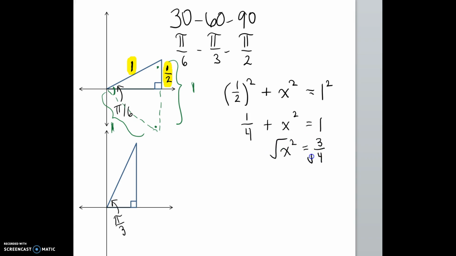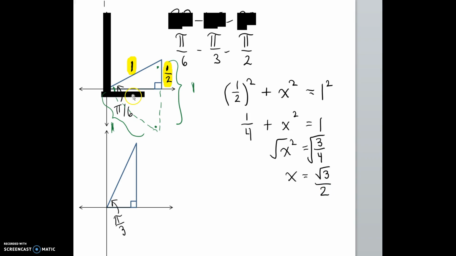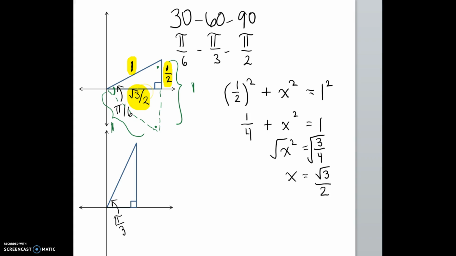Square root both sides to solve for x. And x equals, when I take the square root of a fraction, I square root the numerator and the denominator separately. So the square root of 3 over the square root of 4, which is 2. Square root of 3 over 2 is my last side length for a 30, 60, 90 special right triangle.